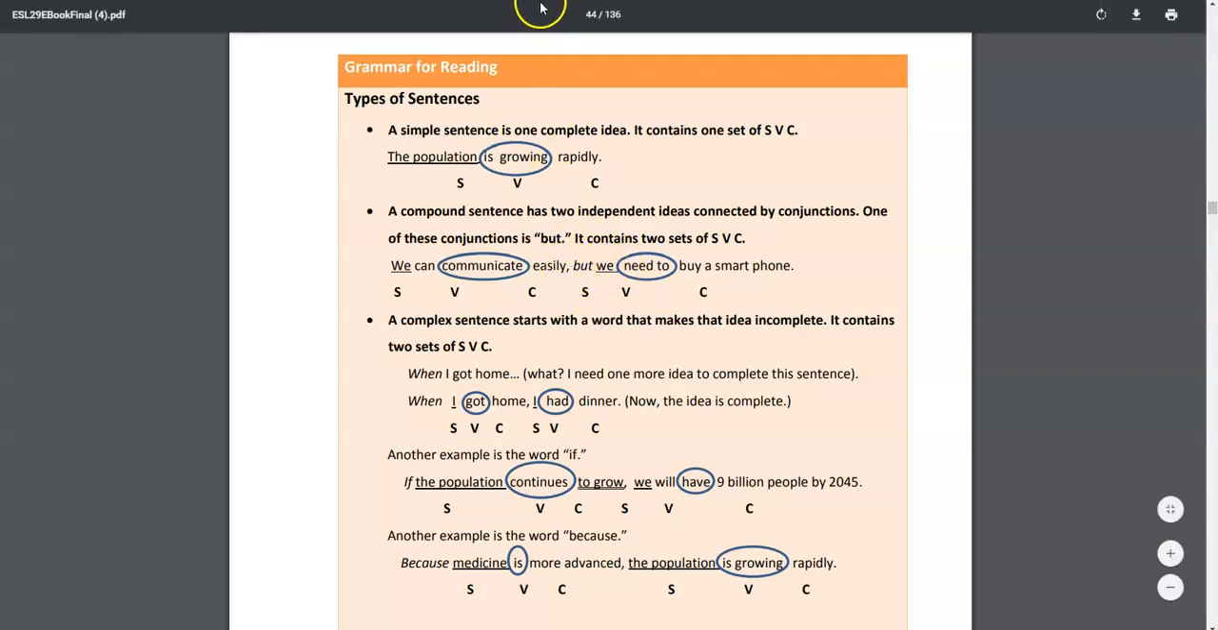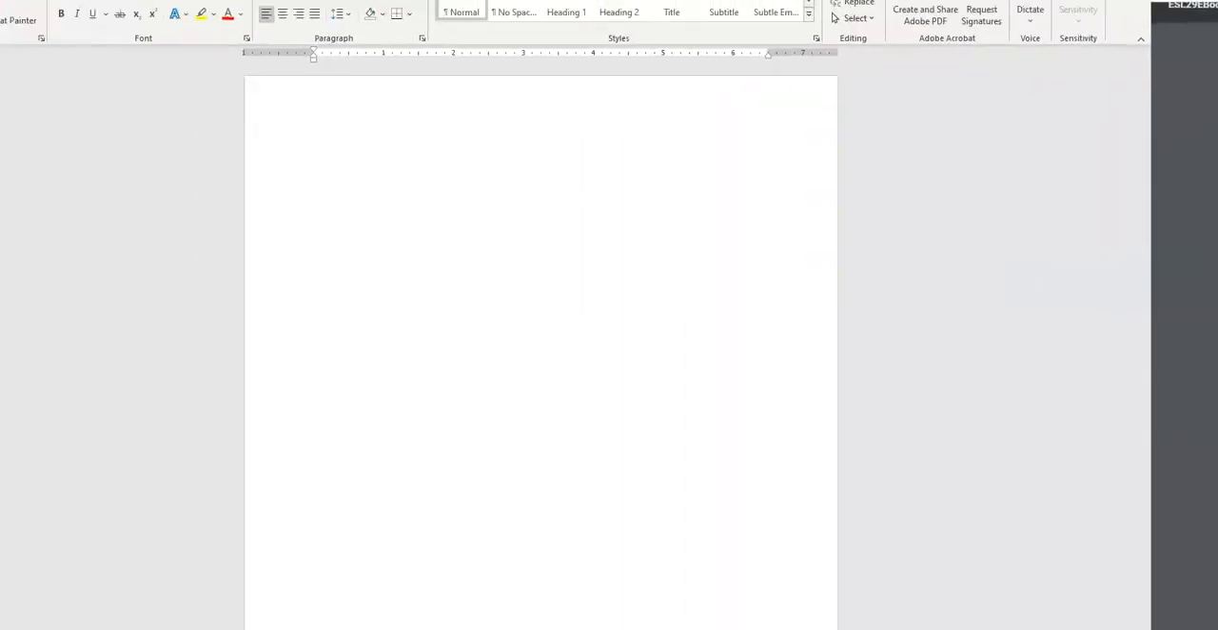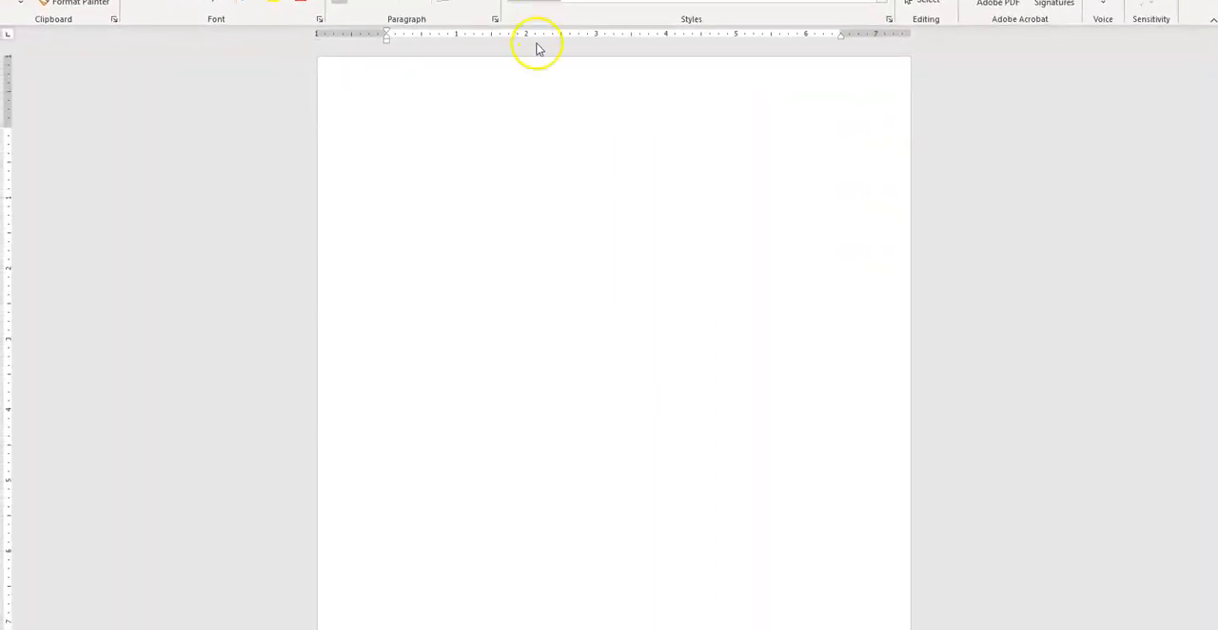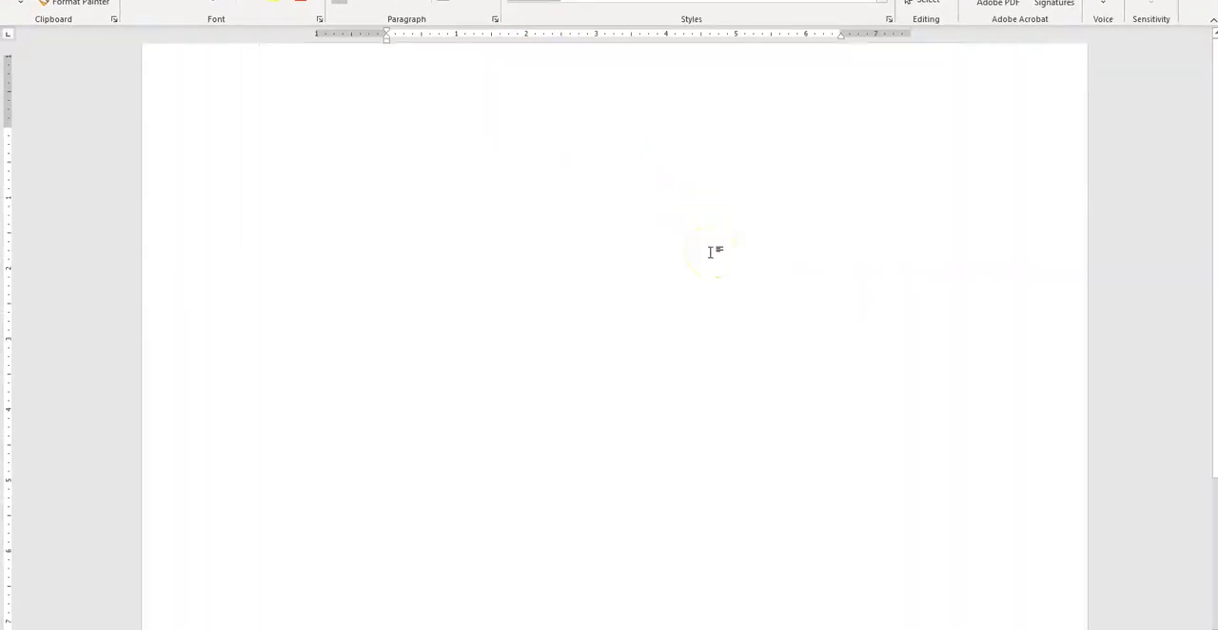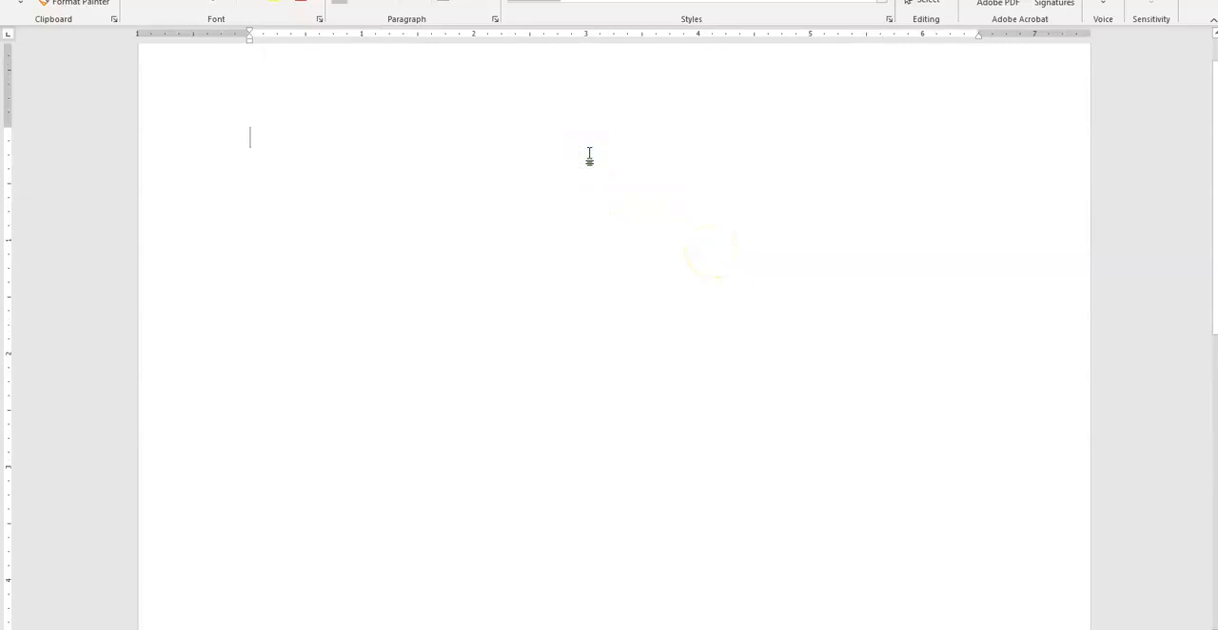Now let's look at my piece of paper. This is my Word document. And I'm going to write here for you a couple of examples. Okay? So, for example, I can say, I love chocolate. Yeah, you know that I love chocolate. I love chocolate. That's a simple sentence. One idea, one complete idea. Then I can say also, I am allergic to chocolate. Right? It's another simple sentence, another idea.